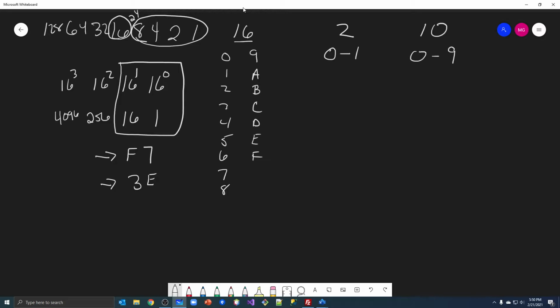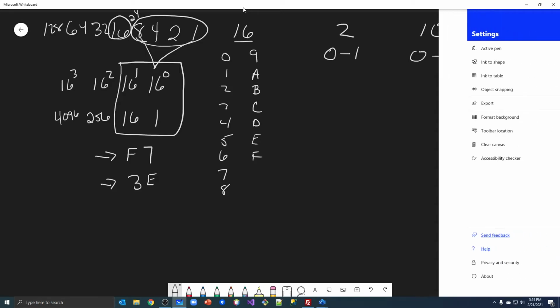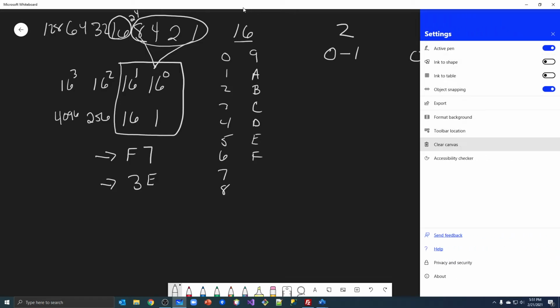Actually, 16 combinations, 0 through 15, right? 2 to the 4th power. So this idea of 4 digits in binary becomes the same as 1 digit in hex. Okay, so we'll see this in just a second. So let me clear my canvas.